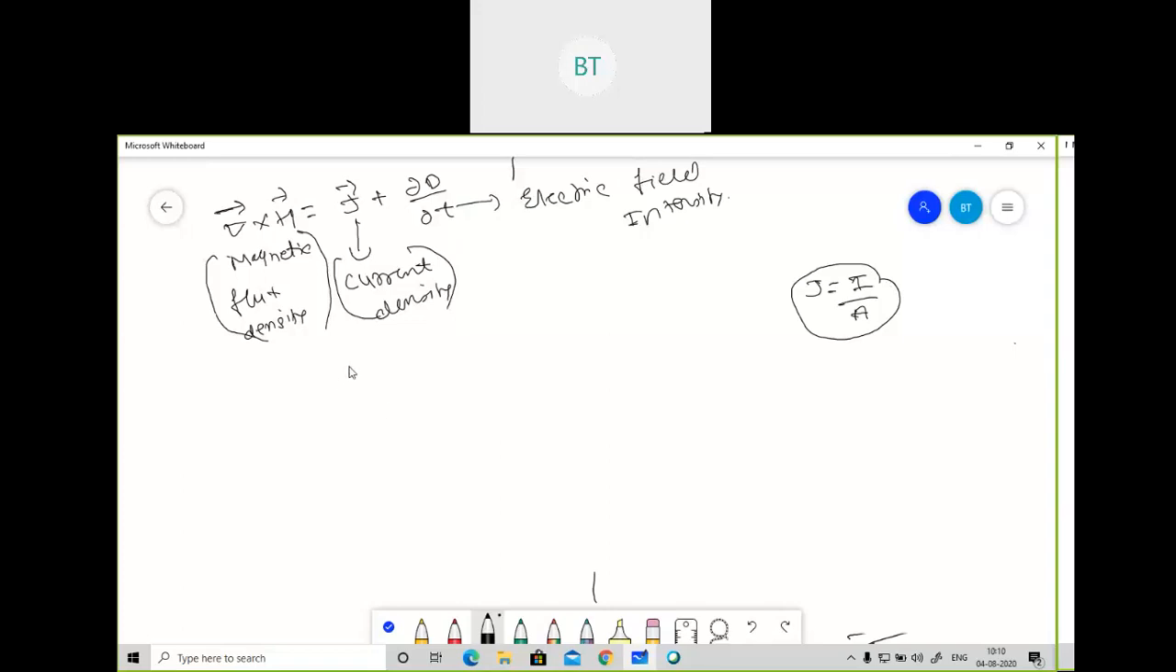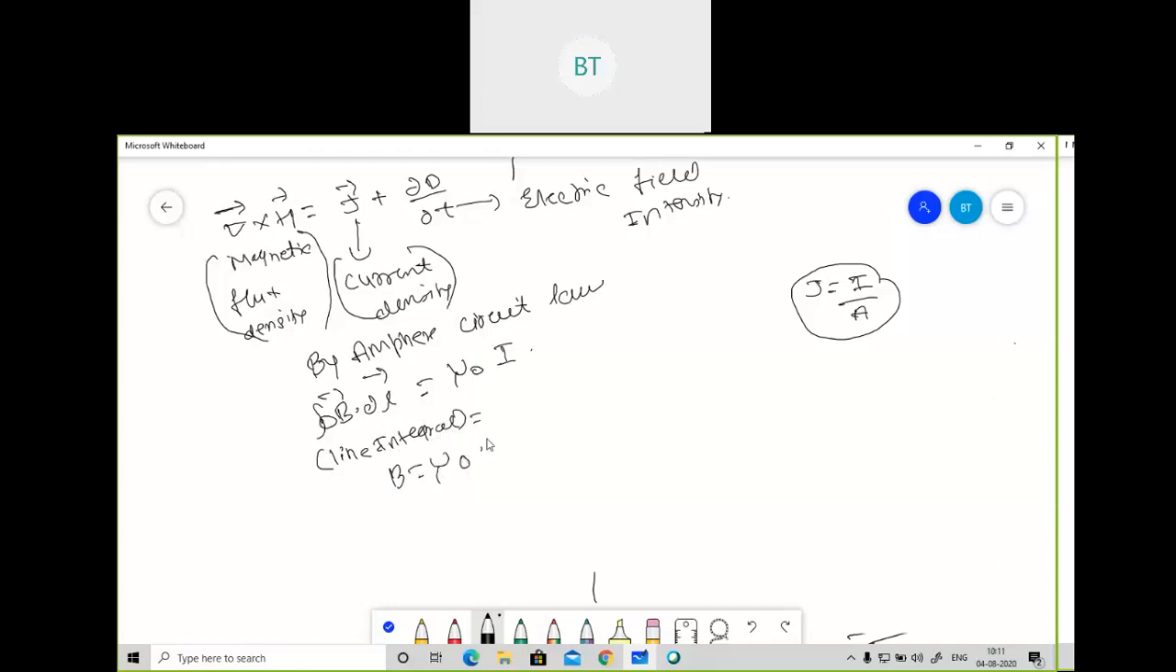I've told you to study the Ampere circuit law. As we already know, by Ampere circuit law, the line integral of B dot dl is equal to mu naught into I. What we denote as the line integral. So according to the Ampere circuit law, this line integral is equal to mu naught into I. So we can write that B is equal to mu naught into H, or B by mu naught is equal to H.